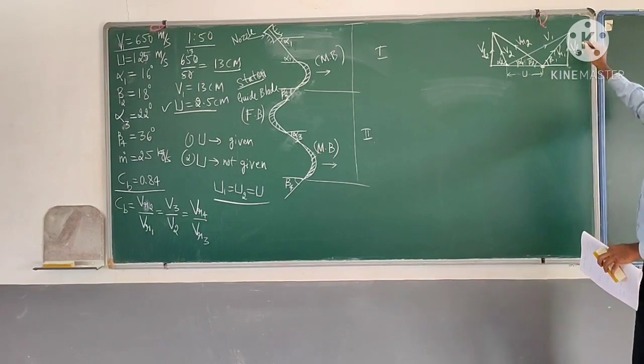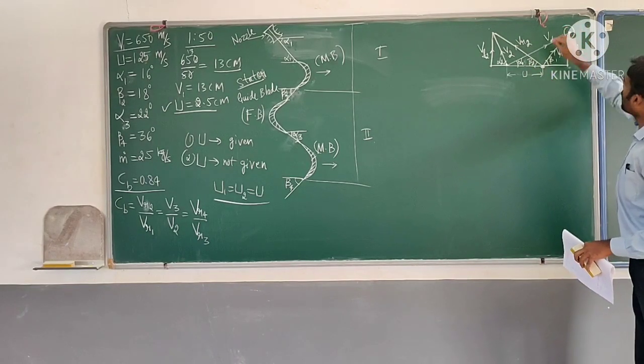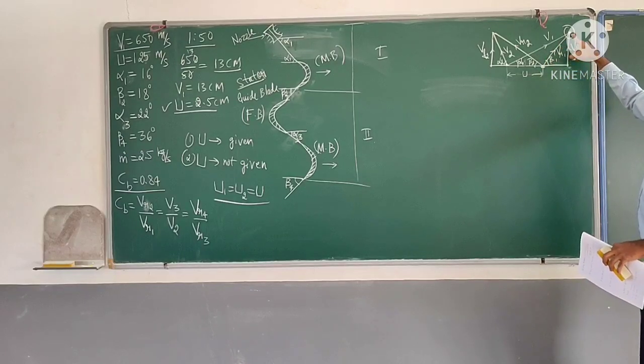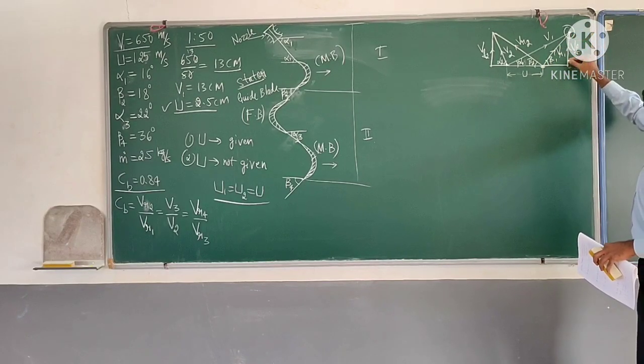Okay. And the main point we have to observe here is, this is the point where V1 and VR1 are intersecting. From this point we have to drop a perpendicular.